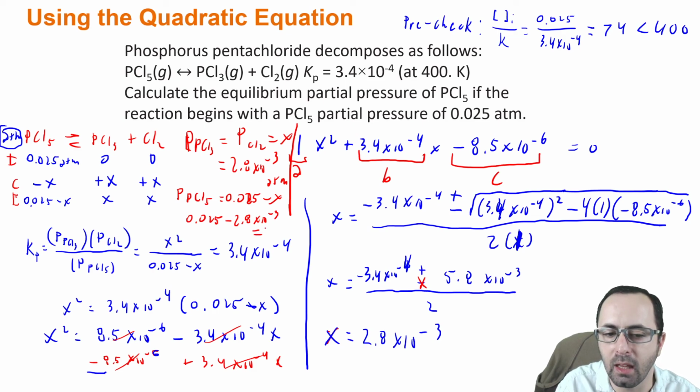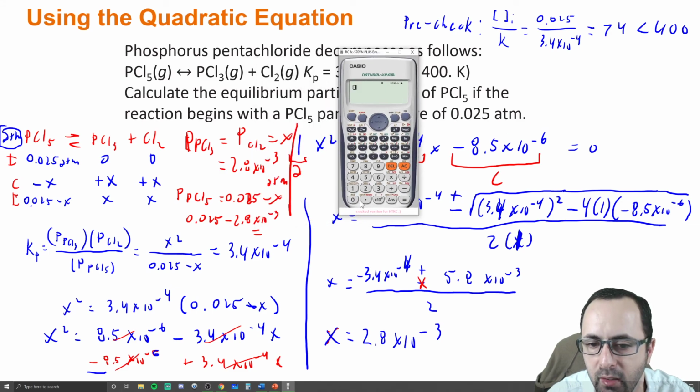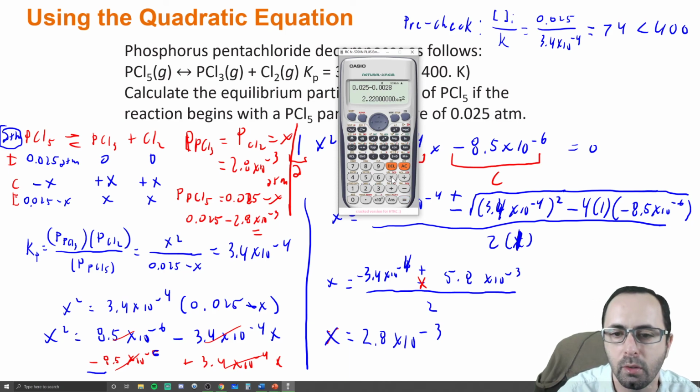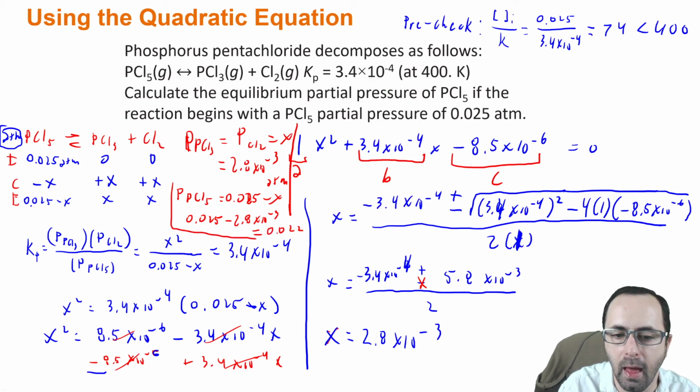And so that's going to be equal to, I'm just going to type it in normal notation, 0.025 minus 0.0028, right? And we get 2.2 times 10 to the minus 2, or 0.022. And that's atmospheres. So that is our pressure of PCl5, and this is our pressure of PCl3 and Cl2.